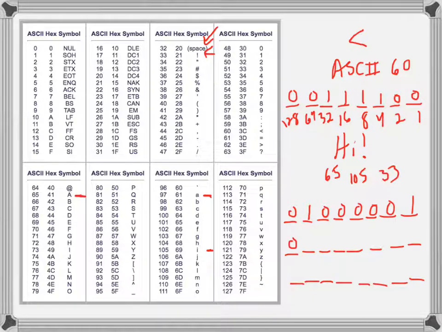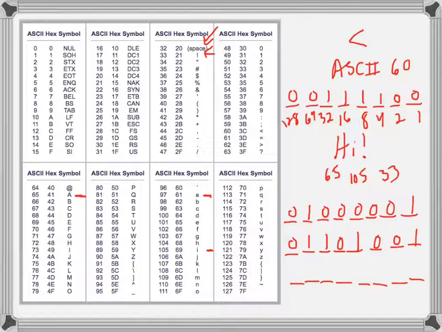105, okay, so I need 0, I need 1. 64 from 105 would be 41. I have 41 left over, so I can put a 32 in for that. That would leave me with 9, so that's a 0. The 8 would be a 1, and that leaves me with 1 left over, so that should be it. I hope I'm doing this correctly. I'm doing this on the fly, so that should be the binary code for the letter i.